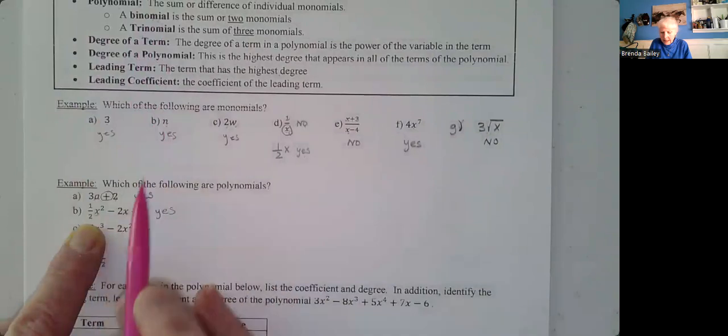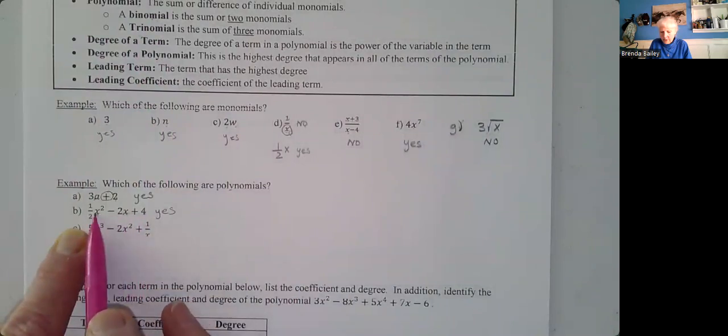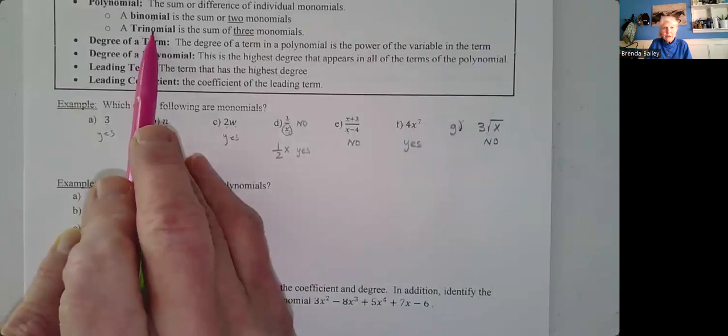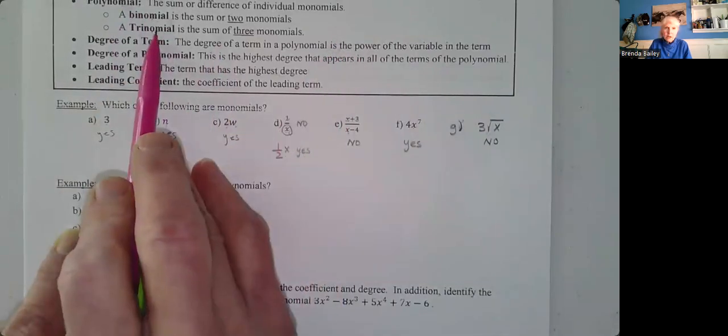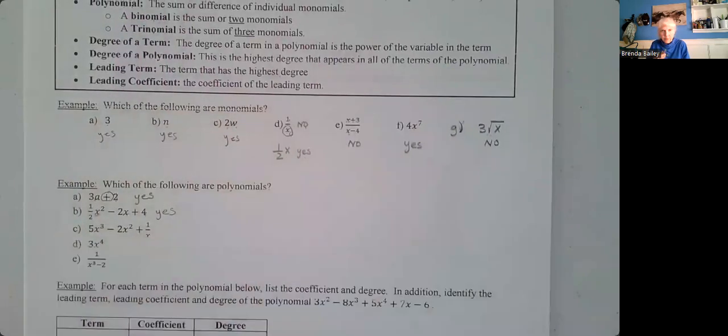If you look at B, it has 3 terms. They're separated by these plus or minus signs: 1, 2, 3. And it's a trinomial. It's also a polynomial, but we can call it a trinomial. You could call it a polynomial if you wanted to. It's not wrong.